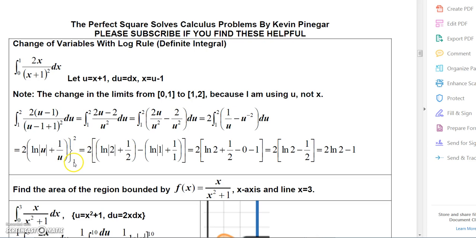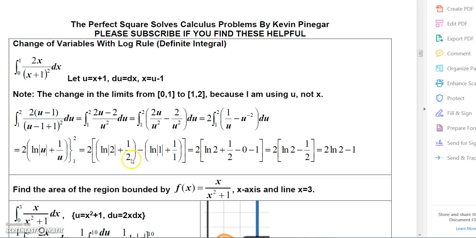And now we just evaluate this from 1 to 2. So plug 2 into this and see what you get. Then plug 1 into this and see what you get. And then just take the difference of the 2. And I left the 2 out here multiplied by both terms. And then you have 2 times what you got when you plugged 2 in, and then minus what you got when you plugged 1 in, and then multiply the final answer by 2, and you get 2 times the natural log of 2 minus 1 for the final answer.